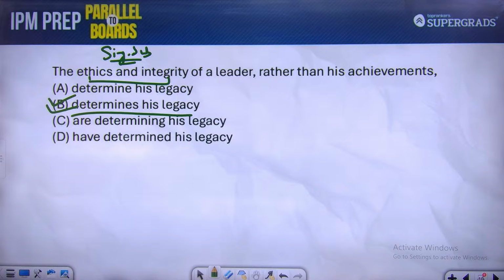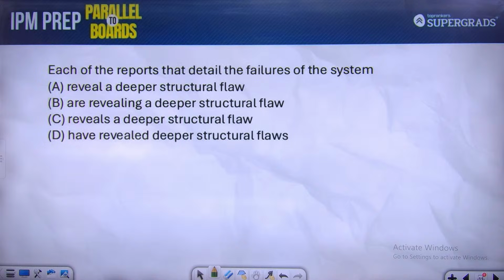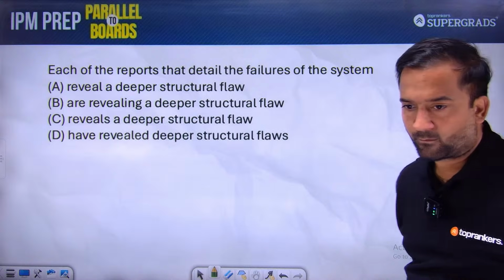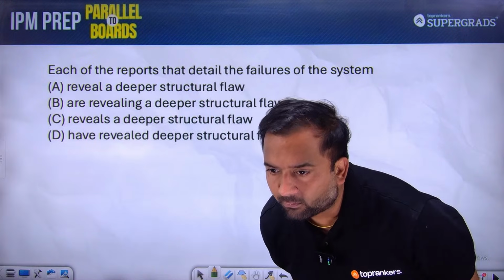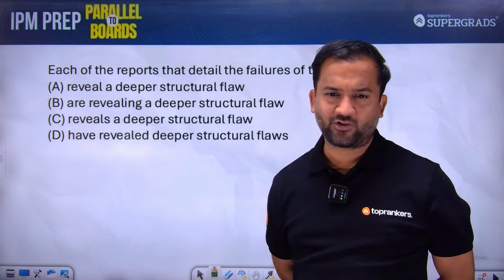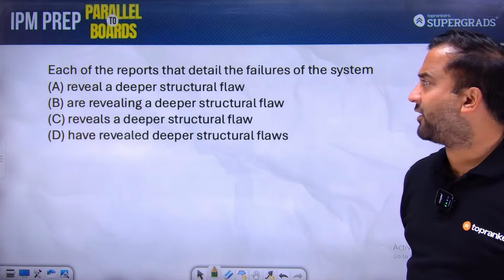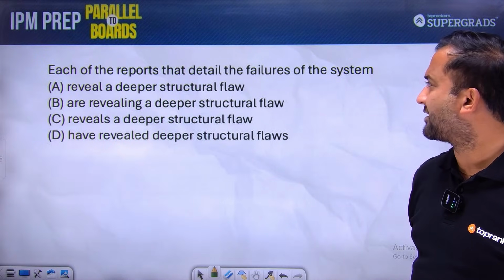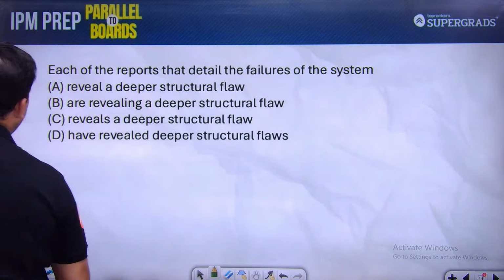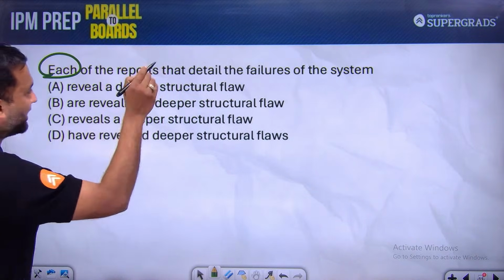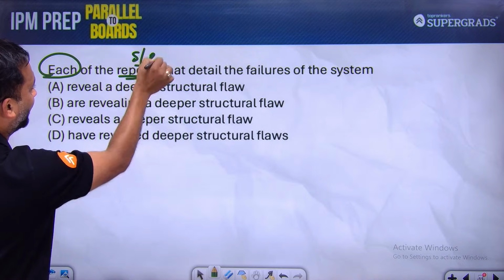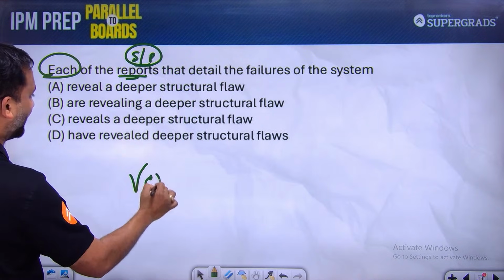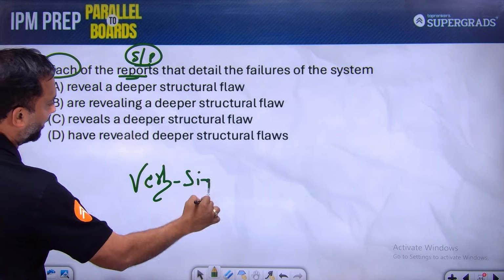Here is the next question, students, based on indefinite pronouns like each, every, either, neither. Each of the reports that detail the failures of the system. Now, when a sentence, as I said, starts with each, every, it doesn't matter whether we have a singular or plural here. The verb has to be singular.